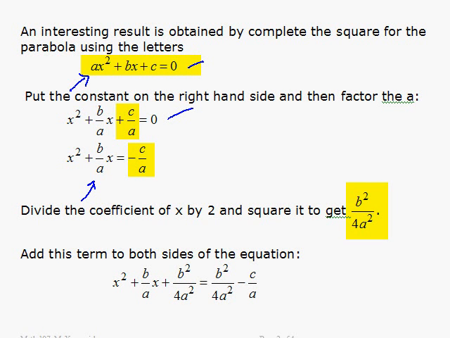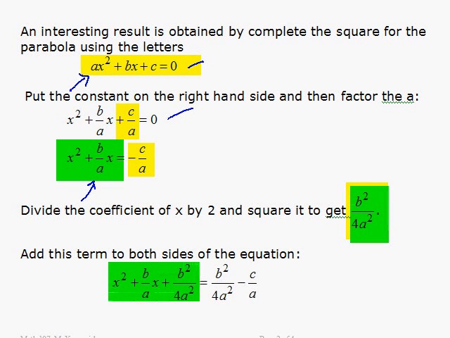Now I add this term to both sides of the equation. That's our completing the square. That will make a perfect square on the left-hand side. So previously, here's what was on the left-hand side. Now I add that extra term, and this is what I get on the left-hand side. Of course, I have to add it to the right-hand side, and I get this.